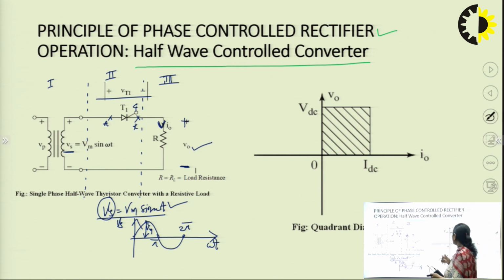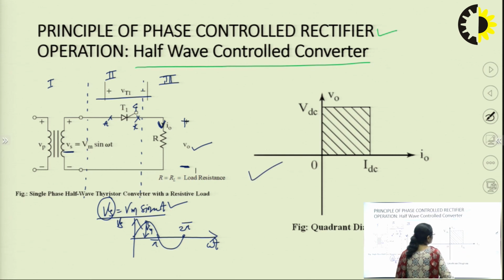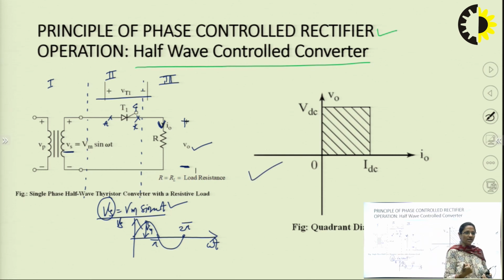The operating quadrant of this converter is shown to be quadrant 1. Quadrant 1 means the average output voltage as well as the average output current will both remain positive only. We cannot have, with this type of circuit configuration, a negative voltage output across the load terminals of the converter, right? Now, let us try to understand the principle of operation of this circuit.